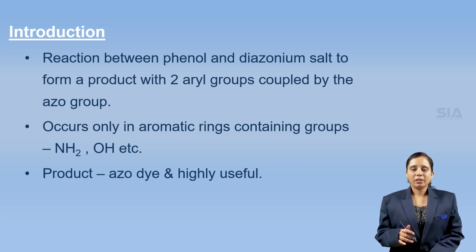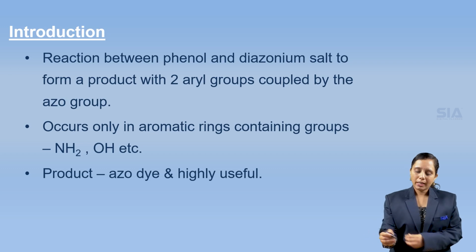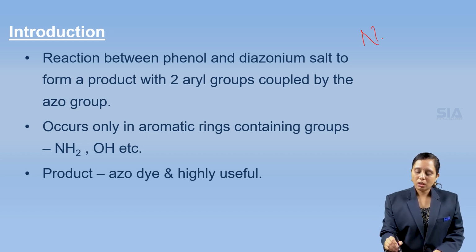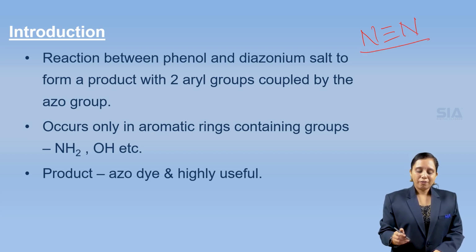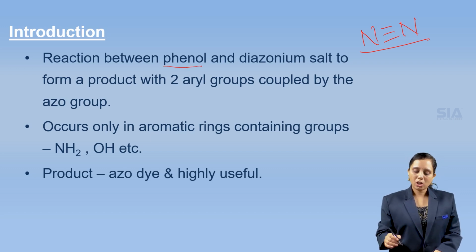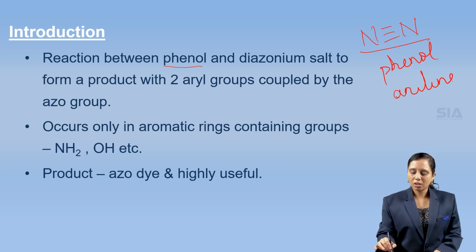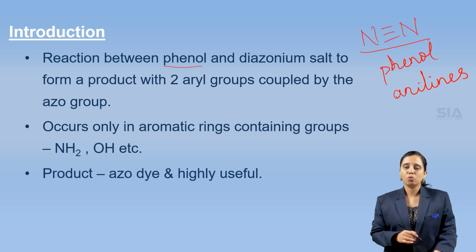Now, in the azocoupling reaction, the final product will be two aryl groups or two aromatic rings which are coupled with an azo group. The azo group is two nitrogens which are double bonded. So this group is called the azo group. Activated aromatic compounds are required for this reaction because compounds like phenols and anilines are activated, and the reaction rate is high for these two compounds.